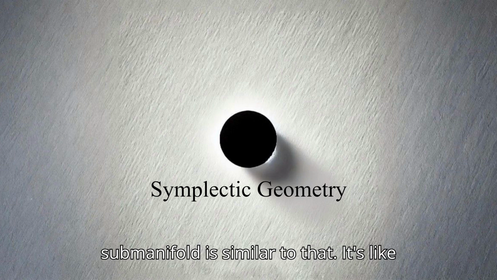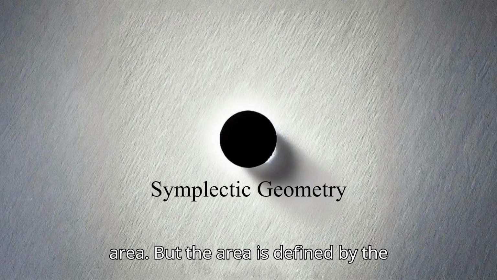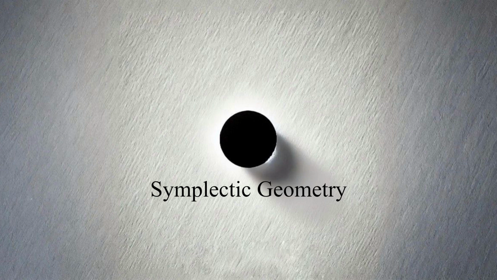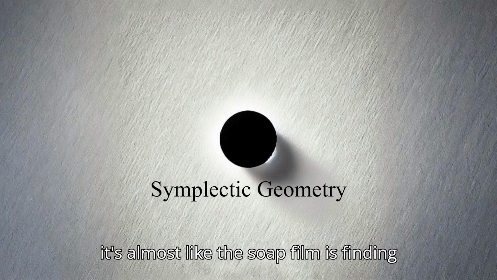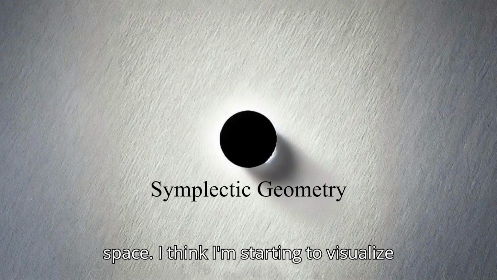A Lagrangian submanifold is similar to that. It's like a surface in higher dimensional space or area, but the area defined by the symplectic form is minimized or preserved in a specific way. Okay. It's almost like the soap film is finding the most efficient way to exist in that space. I think I'm starting to visualize it.